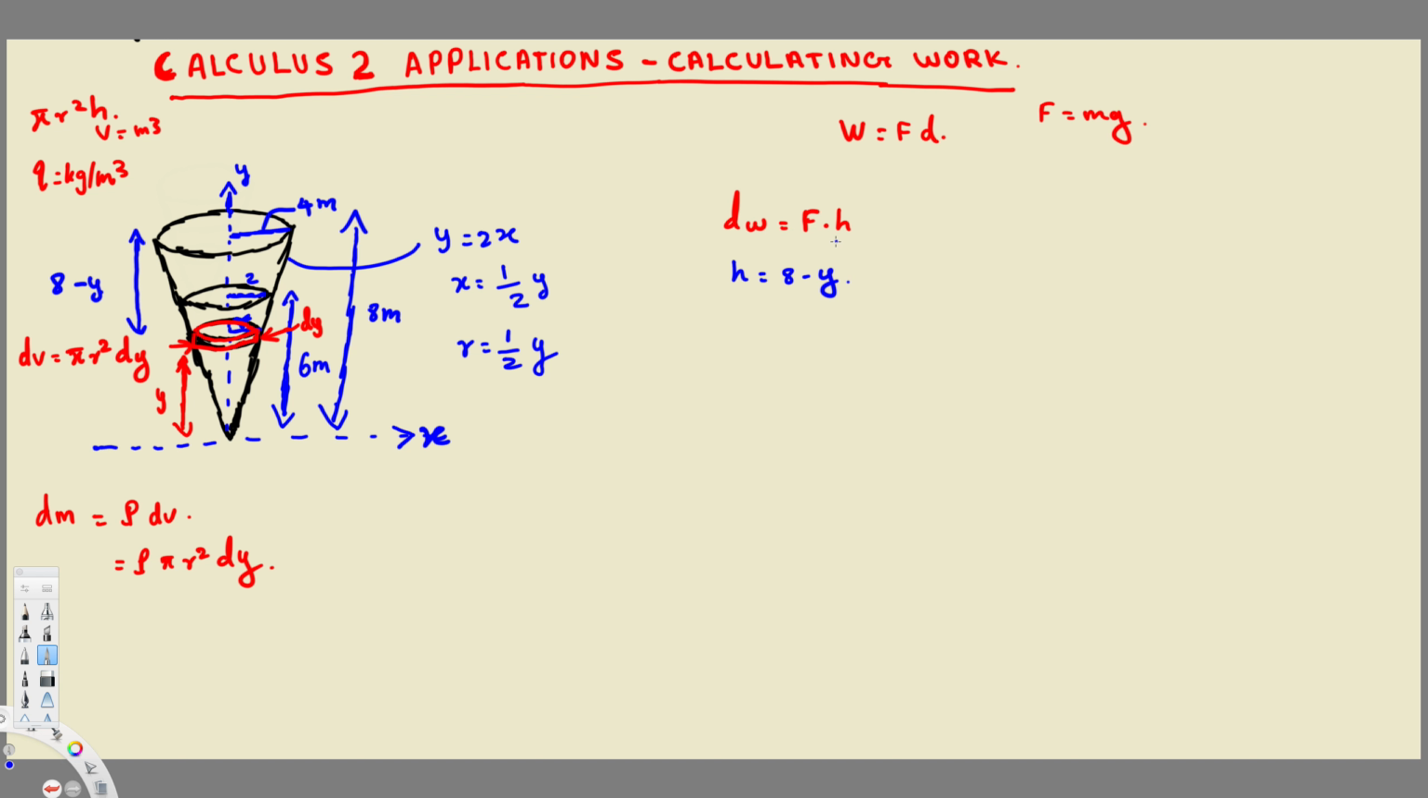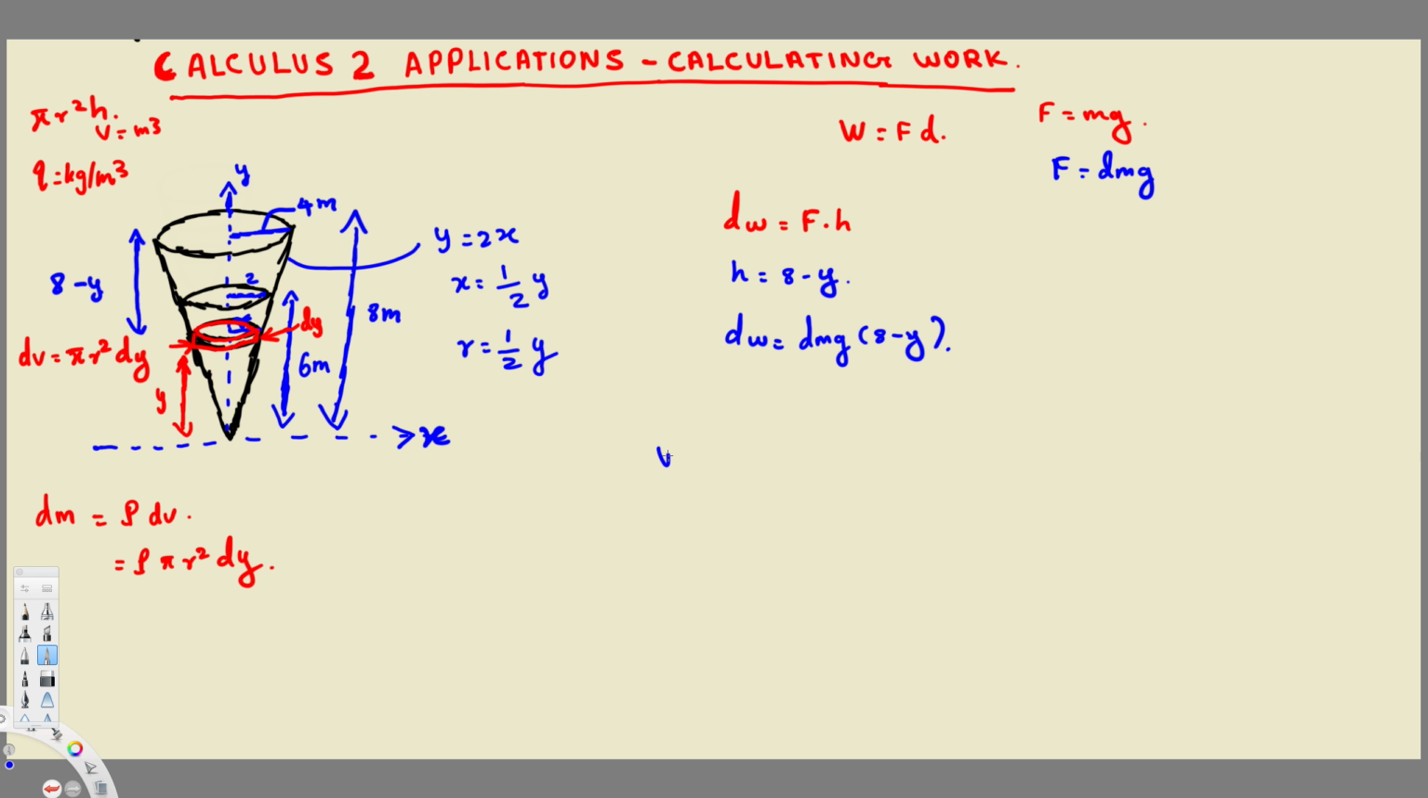Now we can substitute everything and find the work. Let's rewrite dW in terms of this height. dW is equal to force times height. Force is dm times g. We are talking about the small part right here. So dW is dm g times the height, that is 8 minus y. Now we have formed an equation.